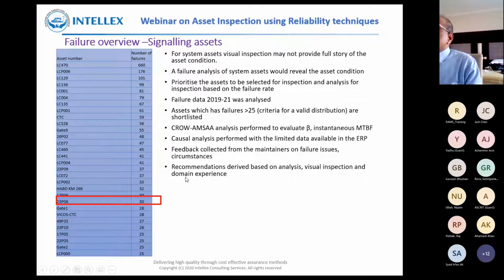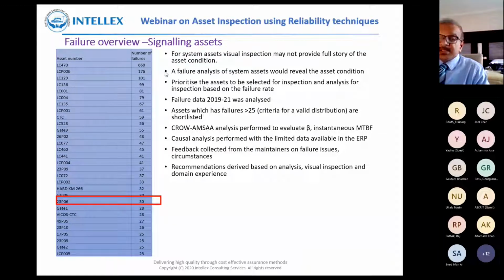So to start with, we need to look at what we are to look at. As I said, it's a national railway of around probably 1,000 kilometers. So to do the track walking and visit each of these equipment rooms is not easy for 1,000 kilometers. So we need to prioritize which assets we want to look at. Just visual inspection may not provide the full story of the asset conditions, as I said.